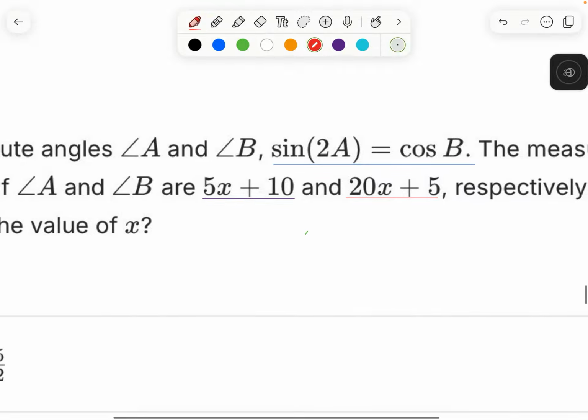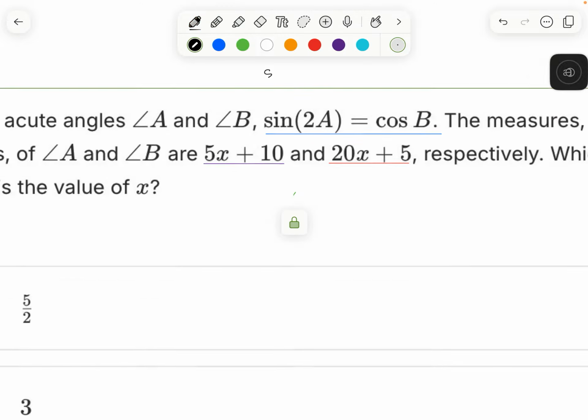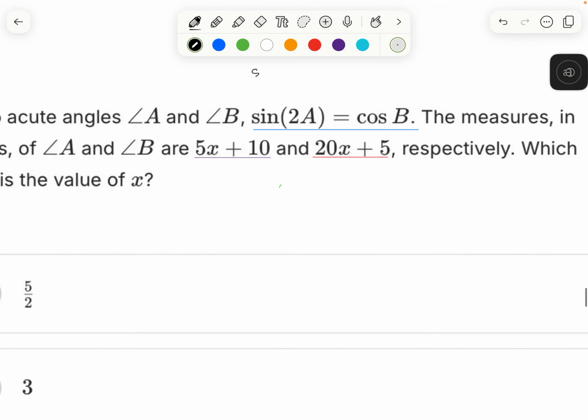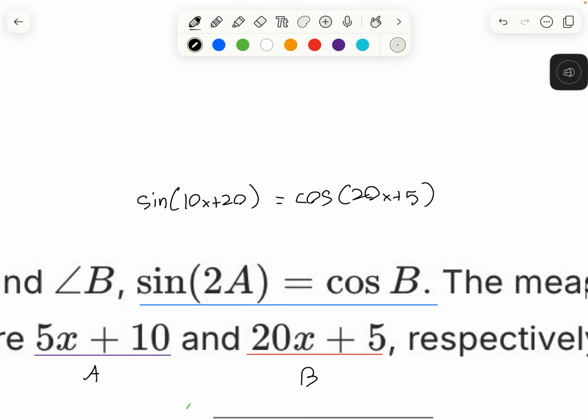And because we are given the measures of angle A and angle B in terms of x, what you should do is plug them into the equation. So in this case, we have sine of 2A, and 2 times A would be 10x plus 20. This is A and this is B. And that equals cos of 20x plus 5. So now we have this equation here.